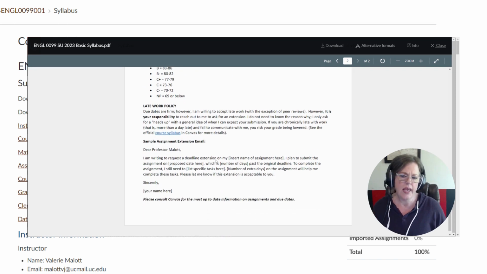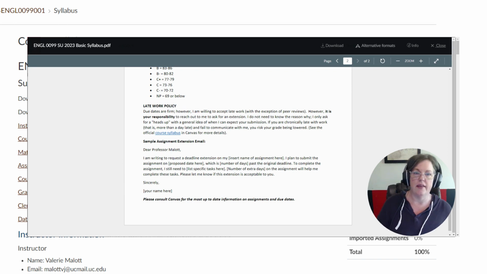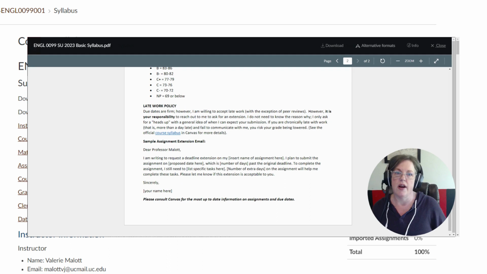As far as late work, I'm pretty firm on my due dates, but I'm not going to penalize you if something happens. I'm willing to accept late work with the exception of the peer reviews and of course anything that's due at the very end of the semester. I can't take anything after the end of the semester because I have a very quick turnaround to get all the grades in before the due date for that.